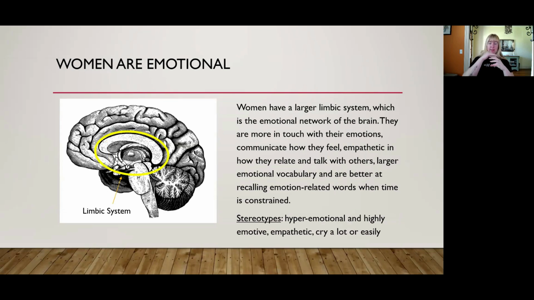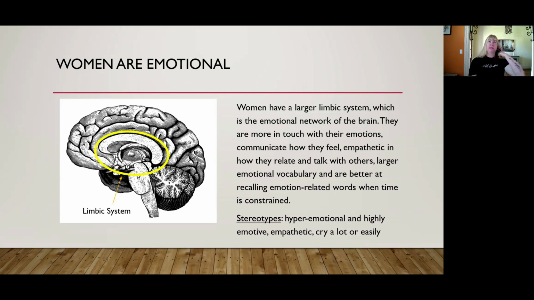Okay. So on the other side, women, that limbic system that the anterior cingulate gyrus sits over, women have a larger limbic system. That's the emotional network of the brain. And because they have a larger limbic system, as well as that right IPL, as well as that left amygdala, all these things working together, that means they tend to be more in touch with their emotions. They tend to be more expressive and communicative about their feelings. They tend to be more empathetic in how they relate and talk with other people. And it gives them a larger emotional vocabulary.